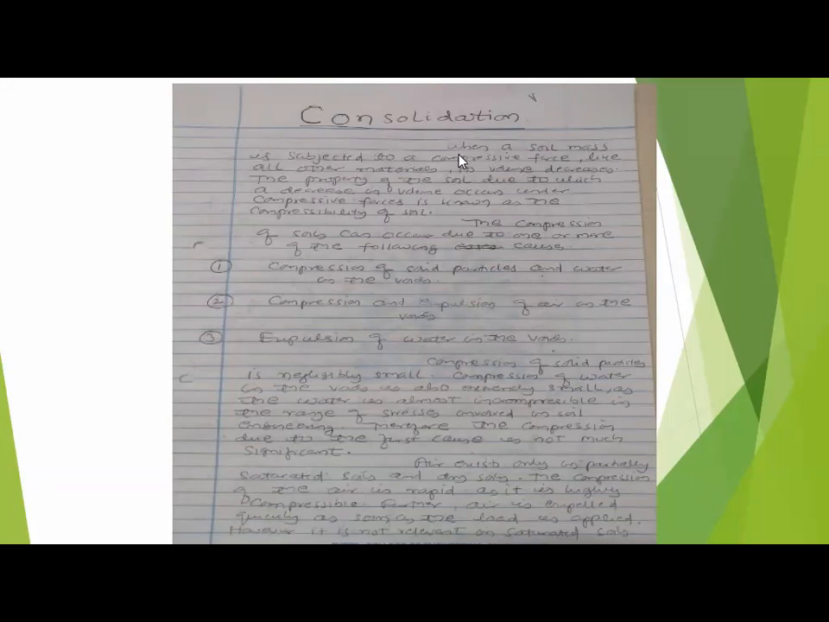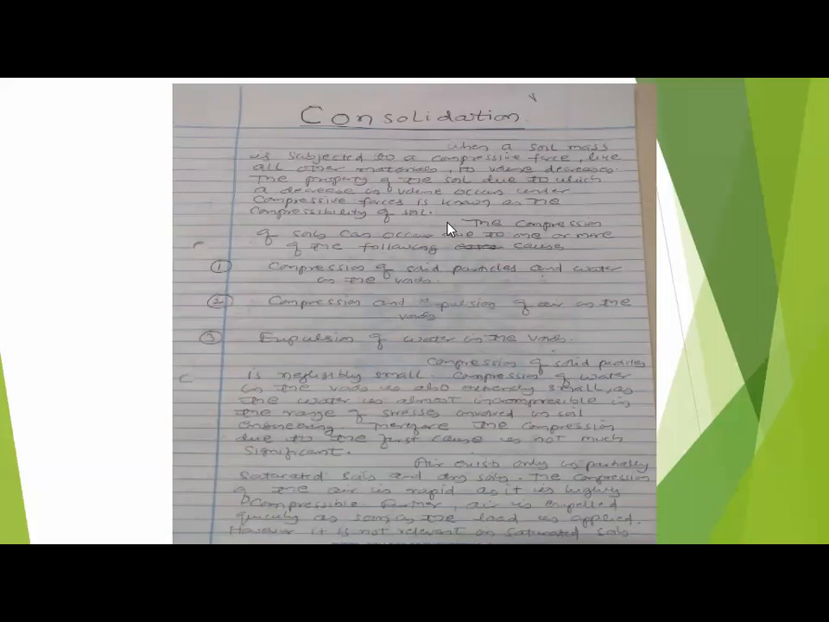When you apply the compressive load, the solid particle volume will decrease. And the water there in the voids will also feel the pressure. But remember, water is incompressible. Soil is also not that much compressible. The elastic property it is not having, so this value is very less. That is a different thing, but it will feel compressibility. So whenever you apply the load, first case is compression of solid particles and water in the voids. Second is compression and expulsion of air in the voids.